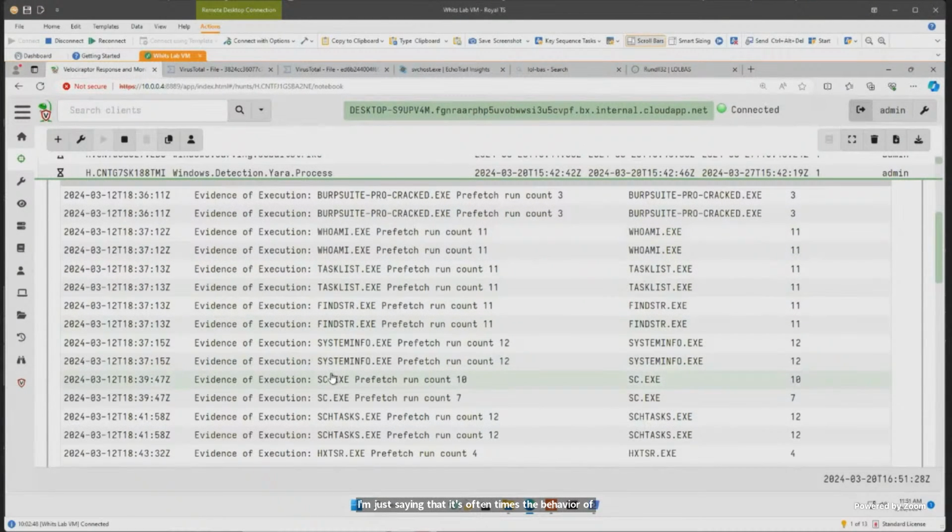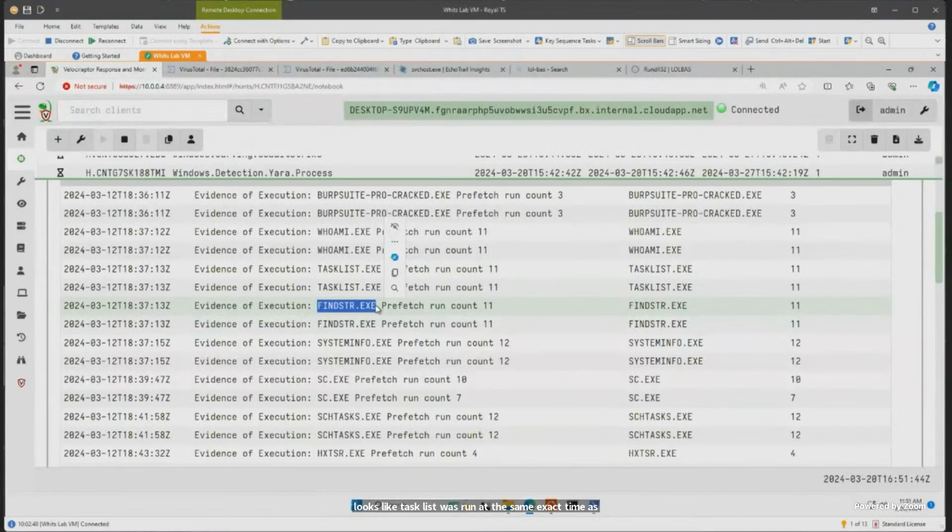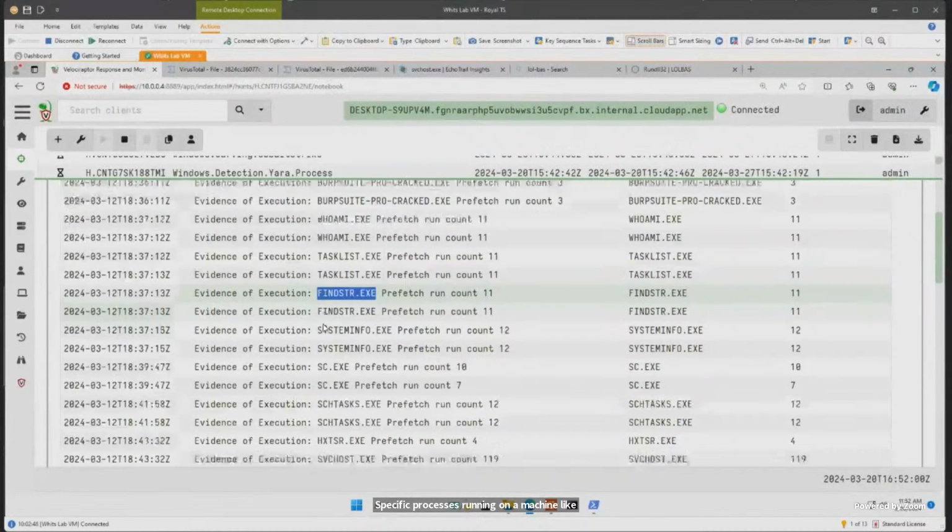But we keep scrolling. There's some other things like tasklist, which is a way to enumerate running processes on a system. And looking at the simultaneous execution, it looks like tasklist was run at the same exact time as findstr, which is a common behavior you see when findstr is used to analyze the output of another command like tasklist. So I'm just going to go out on a limb and say this is something that you might see when someone's trying to look for specific processes running on a machine like EDR, antivirus, what have you.